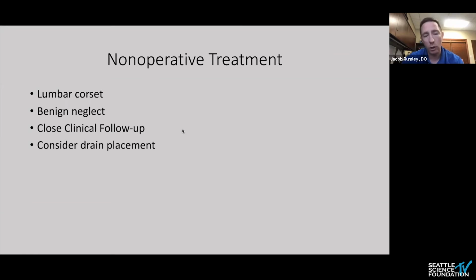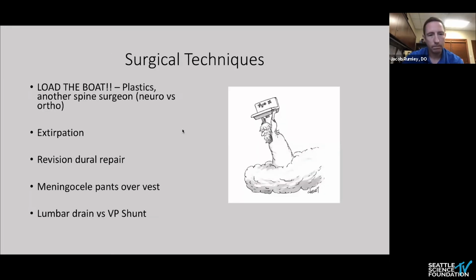I would follow them closely because they've had a postoperative complication, even though it's probably not one that's going to affect them negatively long-term. Keeping them close and making sure that they know you're going to take care of them and you care about them is, I think, the best way. And lastly, I, as an orthopedic spine surgeon, would certainly consider speaking with my neurosurgery colleagues about either placing a subarachnoid drain or VP shunt.